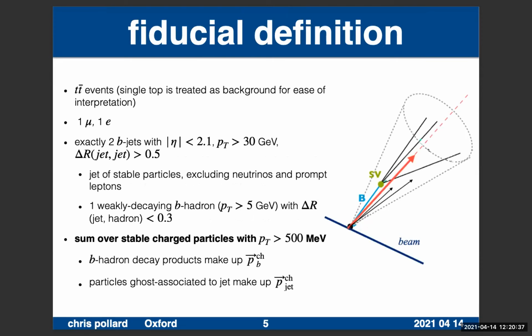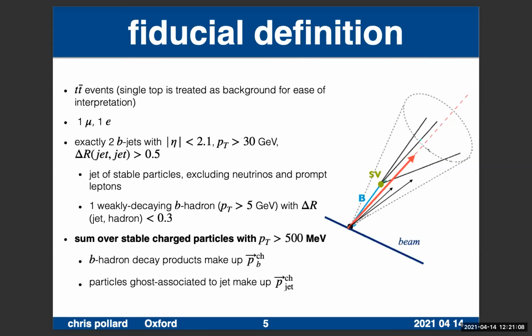So maybe just very quickly, the fiducial definition we're using here is a little bit complex, so I'll just go through it quickly. We only treat b-jets coming from top decays in t-tbar events as a signal here. Single top production also gives you a very similar signature, but for ease of interpretation, we've removed that, because the theory community is still working out how best to give us a coherent prediction of t-tbar and single top production.